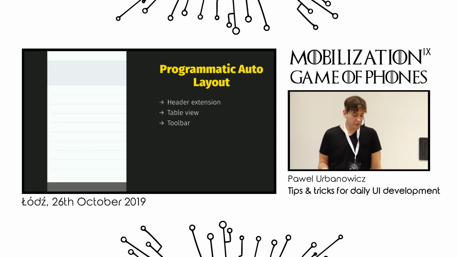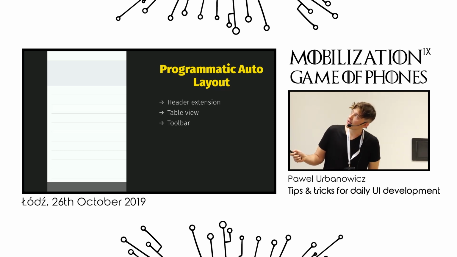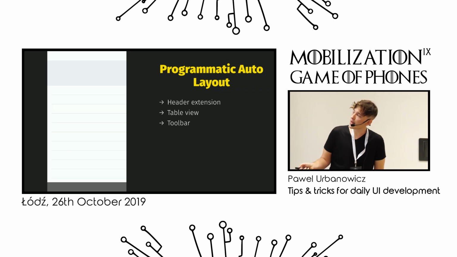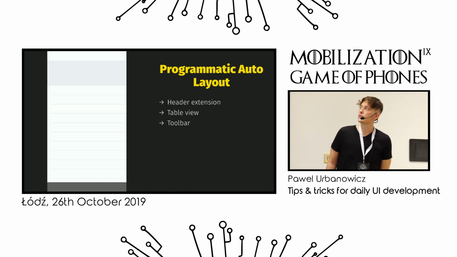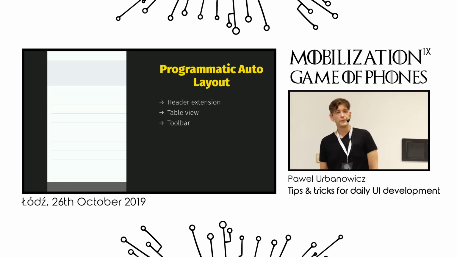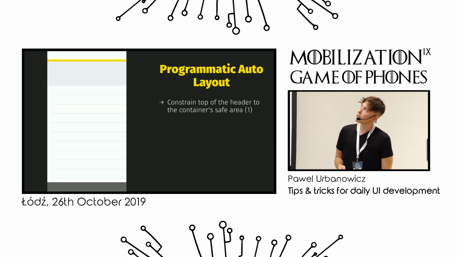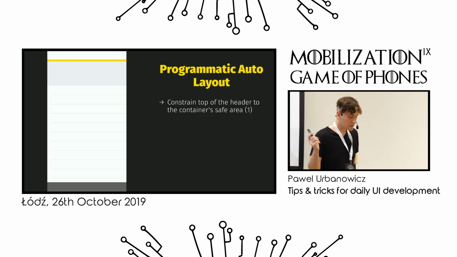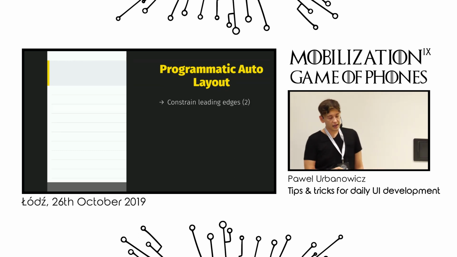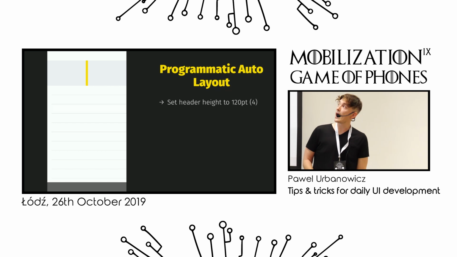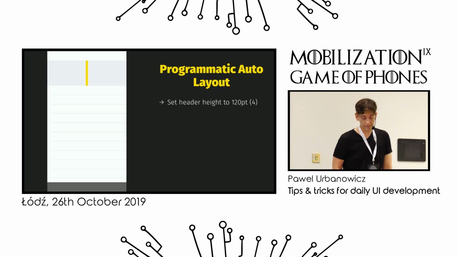So let's take this simple view consisting of 3 elements. There's a header extension, it's a light gray area, there is a table view in the middle, and there is a toolbar on the bottom. Can you guess how many constraints I need to declare to create this simple view? Well, first of all, let's start with the top area for the header extension. So we're just going to constrain it to the header. And then we have to constrain the leading edges and trailing edges, and then set the height of 120 points, because that's the requirement from our designer.